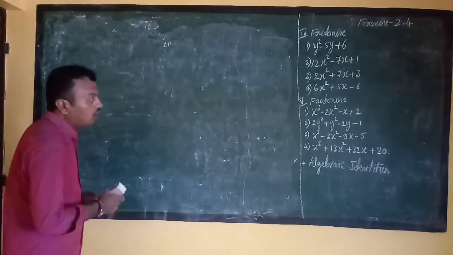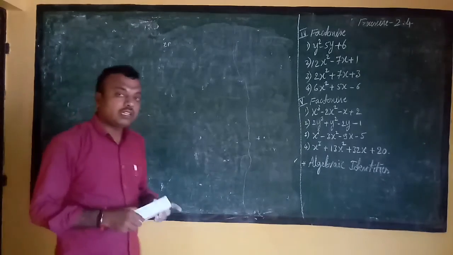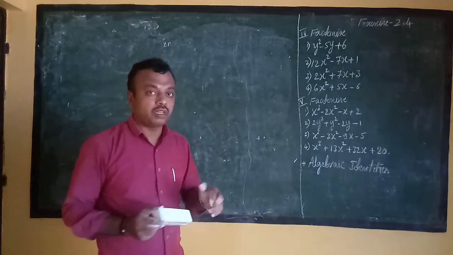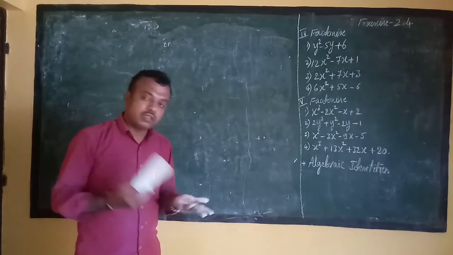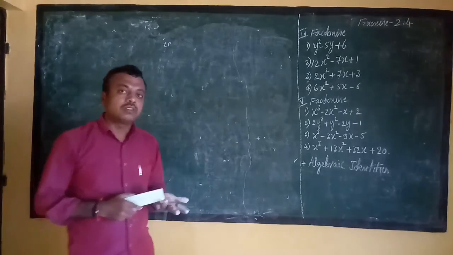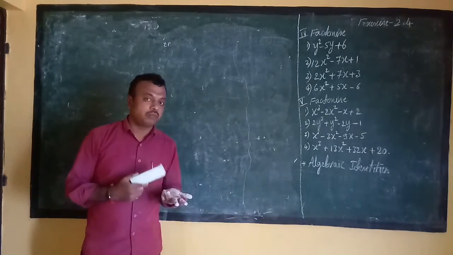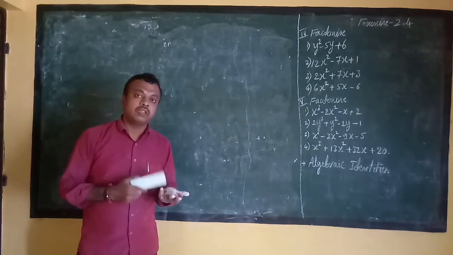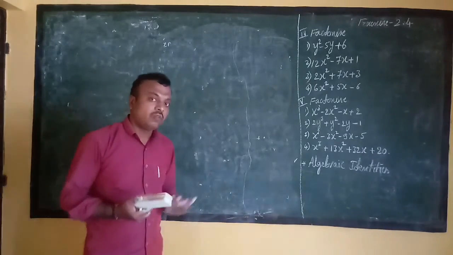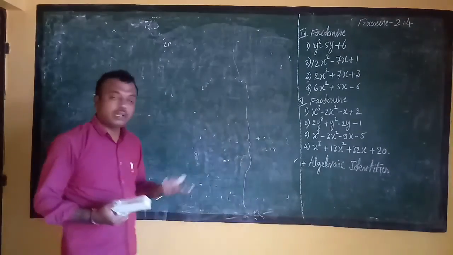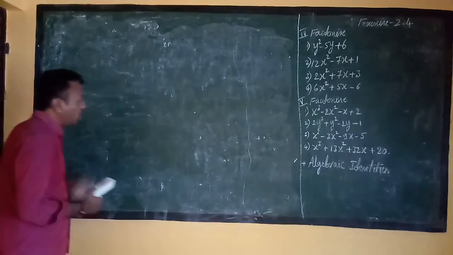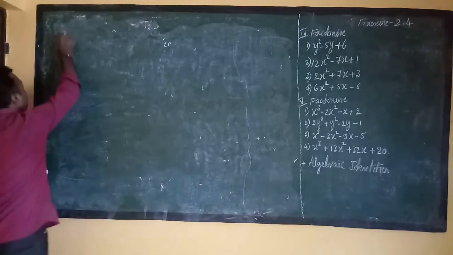So first, what are the algebraic identities? We know that last year, in the 8th standard, we learned the algebraic formulas, the algebraic identities. There are four identities we learned in the 8th standard: a plus b whole square, a minus b whole square, a plus b into a minus b, and x plus a into x plus b. So this year, I will write them down and we have to learn them.